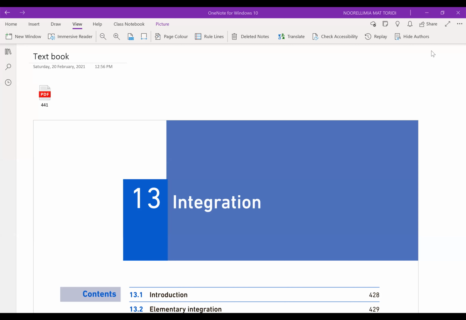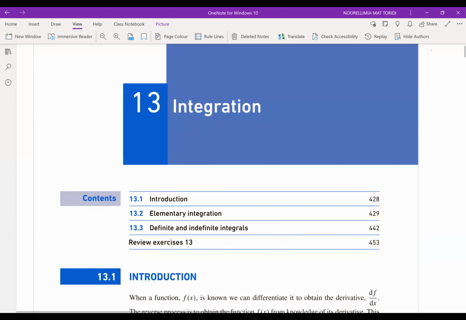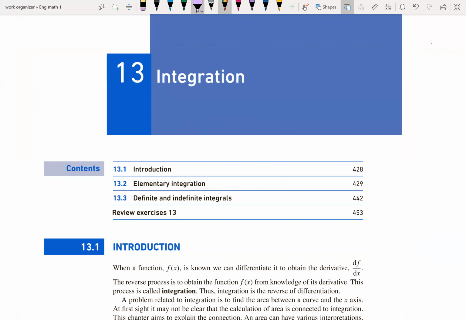So today we will continue with the integration topic. Bismillahirrahmanirrahim. There will be some elementary integration and also definite and indefinite integrals.